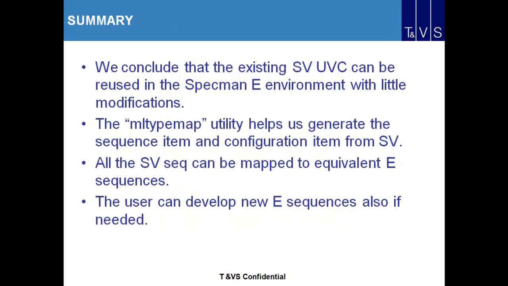Just to summarize, I would like to conclude that the existing SystemVerilog UVC can be reused in a Specman E environment with little modification. The multi-language type map utility is going to really help us in generating sequence items and configuration items from existing SystemVerilog code. All the sequences can be mapped to equivalent E with a little bit of fine tuning. And it's not only that you can map the existing SystemVerilog sequence items. You can add new sequence items also, and you can still add some new test cases.